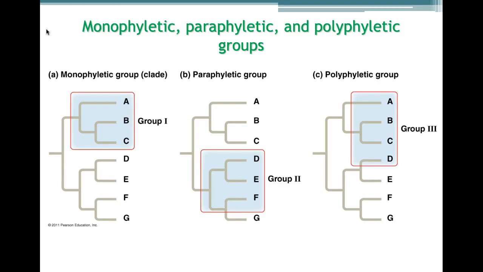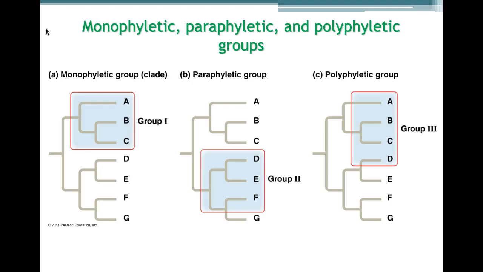When looking at diagrams of trees, there are three different types based on the organisms that are highlighted. Looking at letter A, this is a monophyletic group, which is the equivalent of a clade. So group 1 would be something that you would make a cladogram from. And again, this would have all the organisms that were derived from a common ancestor.